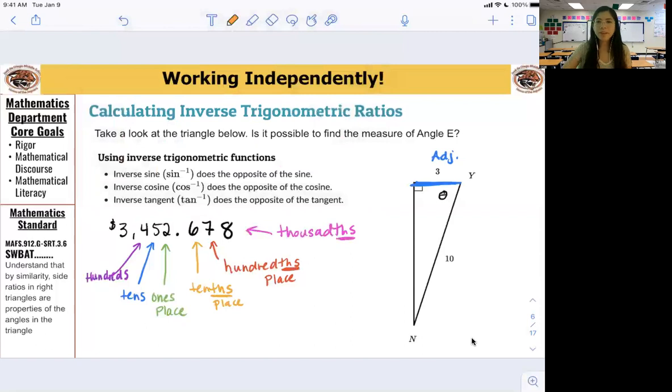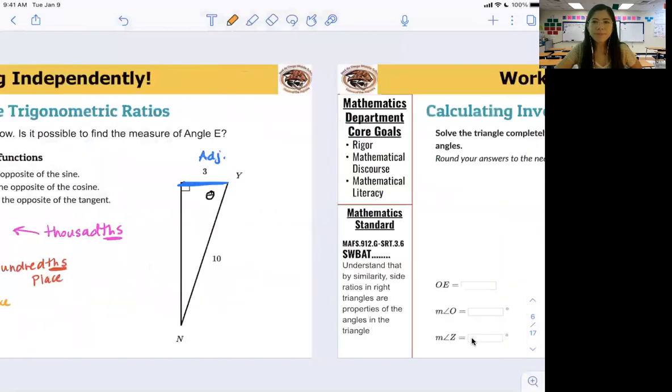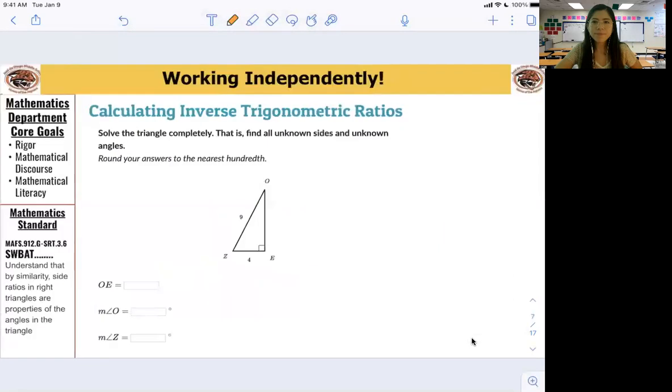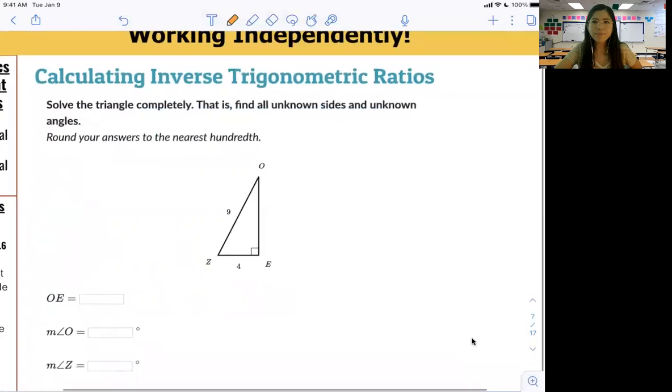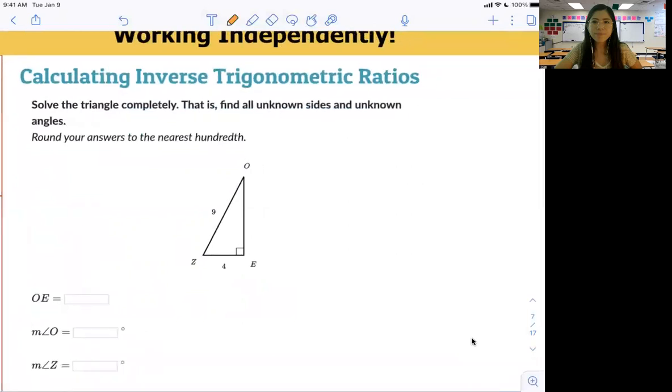Okay, you're welcome. All right, so now let's take a look at this final question, kind of putting it all together. We're going to solve the triangle completely. So that means we're going to find all of the possible sides that we're missing, all of the possible angles that we're missing. Let's actually start with angle Z. Angle Z, let's just call that our theta.